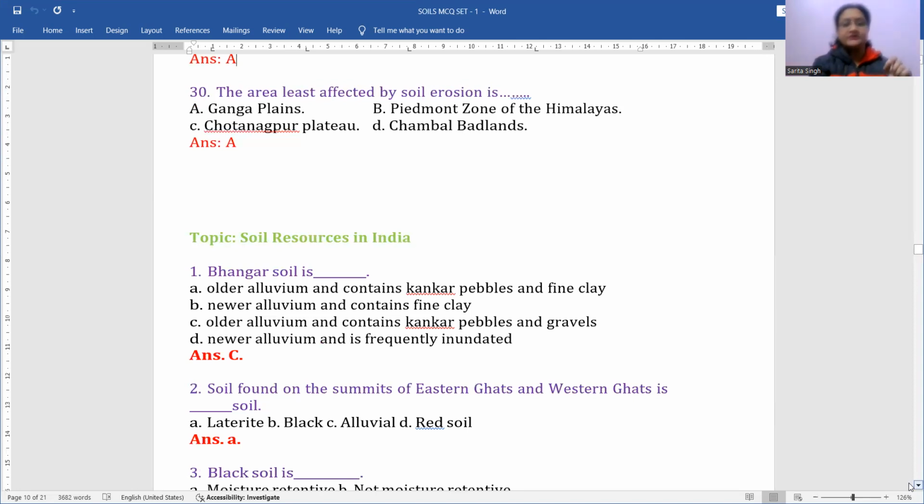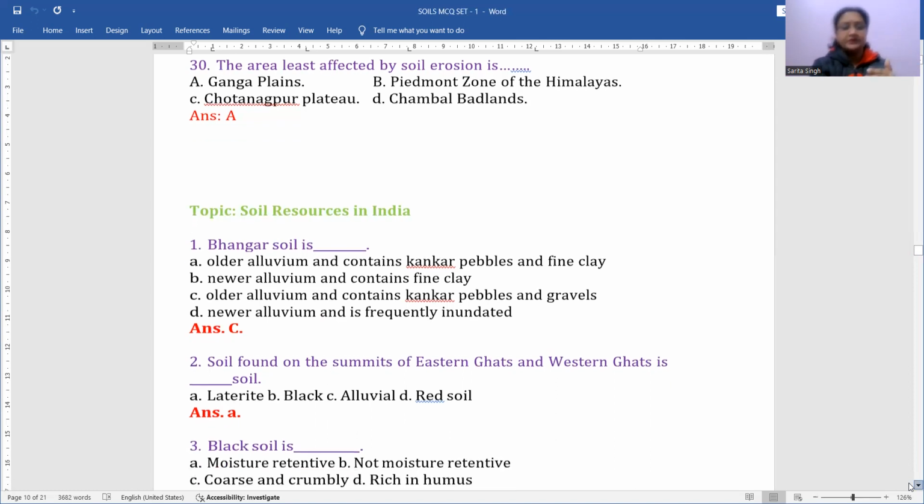Actually इसमें option C जो है best है, क्योंकि इसमें दिया है older alluvium, एक condition हो गई, and contains kankar, pebbles and gravels. इससे पहले वाले ऑप्शन में जो ए में हमने देखा ओल्डर alluvium and contains कंकड़ पेबल्स एंड फाइन क्ले. ओके, फाइन क्ले जनरली नहीं मिलता है हमको भांगड़ में. ग्रेवल्स, छोटे छोटे पत्थर जो बोल सकते हो आप, कंकड़ टाइप के, वो मिलते हैं हमें. तो इट इज द एज कंपेयर टू ए, द सी इज बेटर ऑप्शन. Okay, now let's talk about the next one.